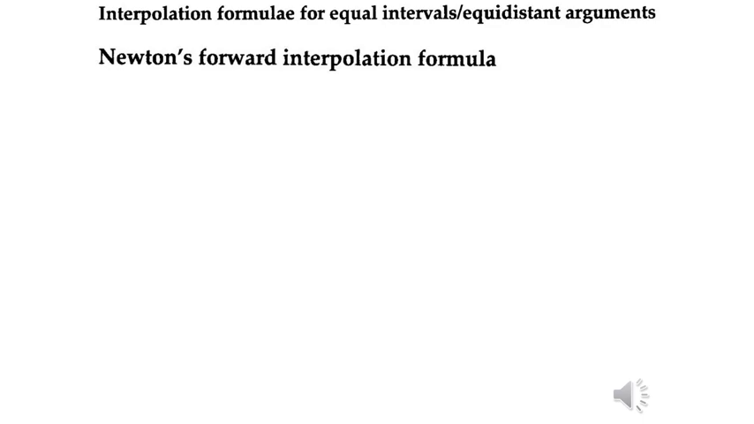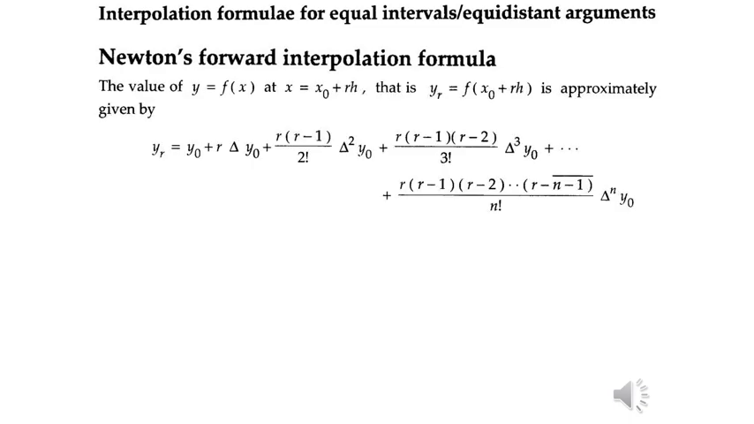First one is Newton's forward interpolation formula. See, this is the Newton's forward interpolation formula. In this formula, we have y naught, delta y naught, delta square y naught, delta cube y naught and so on, which can be found from the difference table, finite difference table, and r, we have to find.